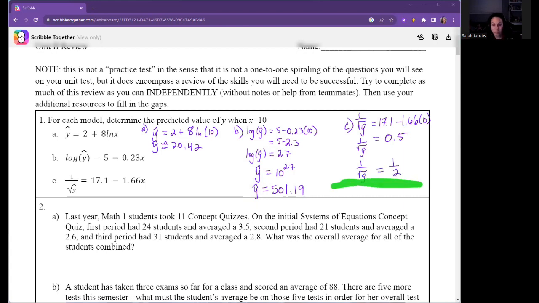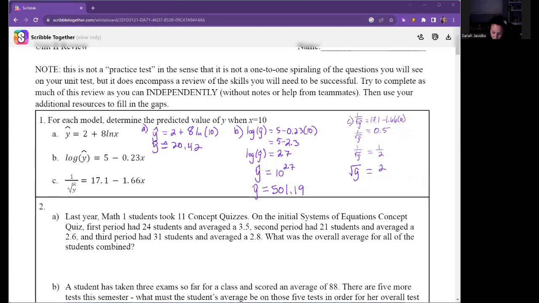And then because both of these are fractions, I'm just going to flip them upside down so that I have no more fractions. So we've got square root of y hat is equal to 2 over 1, or just 2. And to undo a square root, we square both sides. So I'm going to square both sides, and I get y hat is equal to 4.